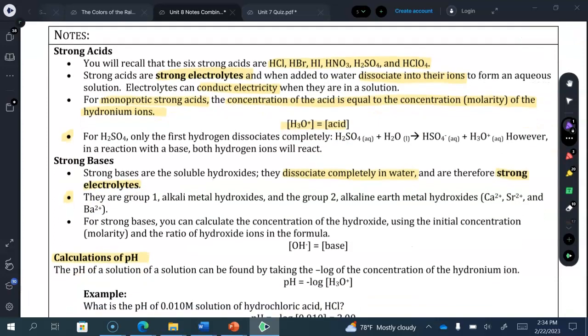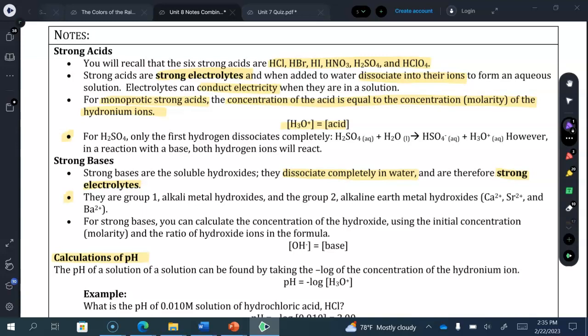So for strong acids, you will recall that the 6 strong acids are hydrochloric acid, hydrobromic acid, hydroiodic acid, nitric acid, sulfuric acid, and perchloric acid. Strong acids are strong electrolytes, and so when they are added to water, they dissociate completely into their ions to form an aqueous solution. Electrolytes can conduct electricity when they are in solution. For monoprotic strong acids, so that means that they only give off or donate 1 proton, the concentration of the acid is equal to the concentration or molarity of the hydroniums as shown in the equation here.